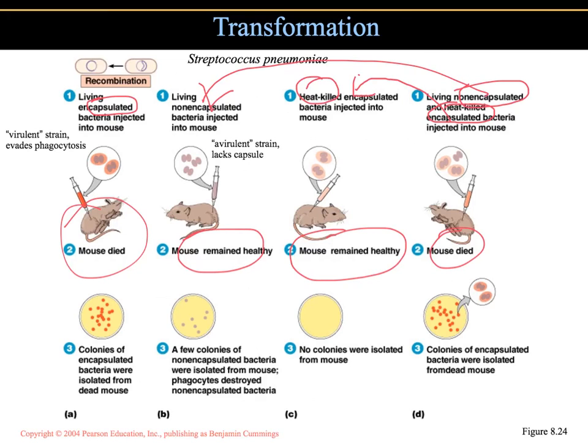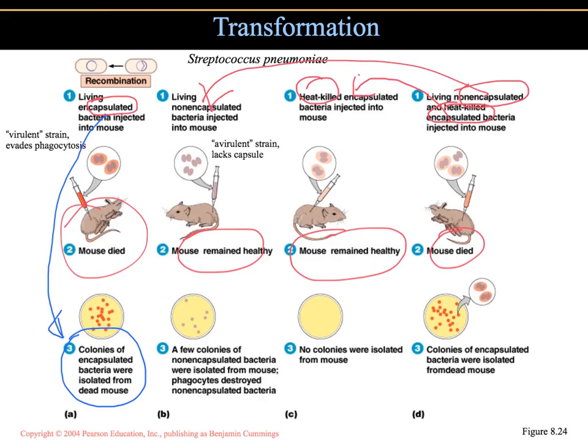Now, Griffith isolated colonies from the mice in each of these four situations. In the very first situation, he found that the colonies were encapsulated. So he got encapsulated colonies from the dead mouse, which was expected because he injected the mouse with living encapsulated bacteria, and he retrieved from the mouse encapsulated bacteria. Makes complete sense.